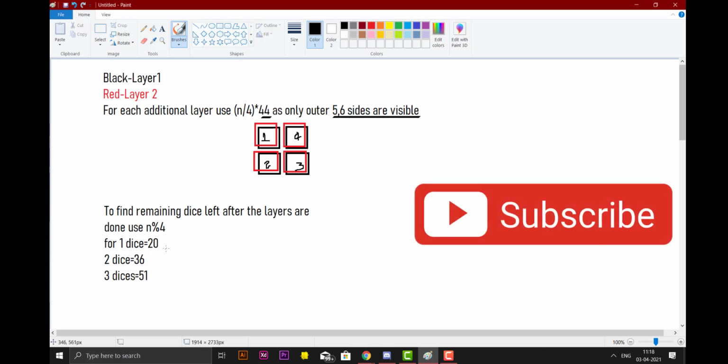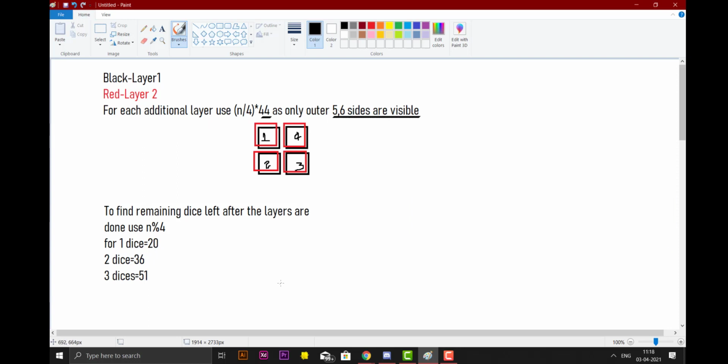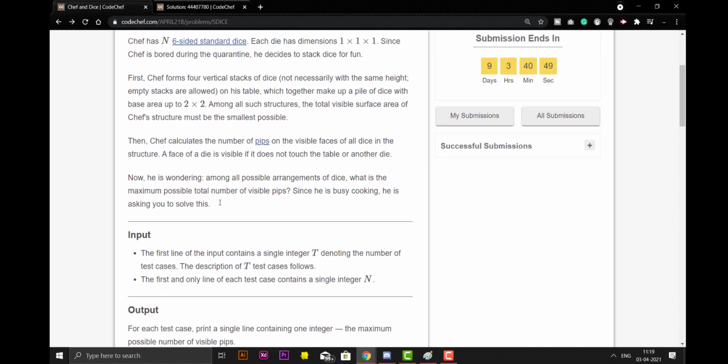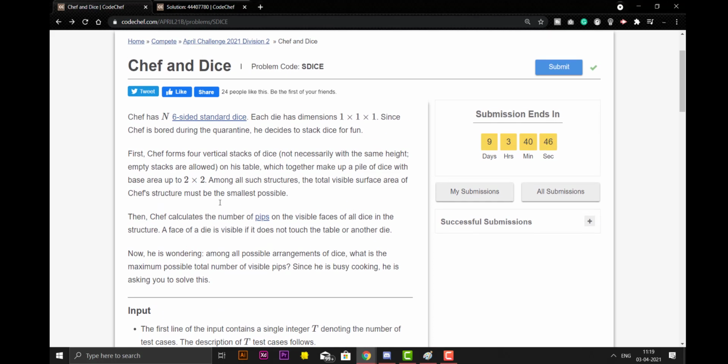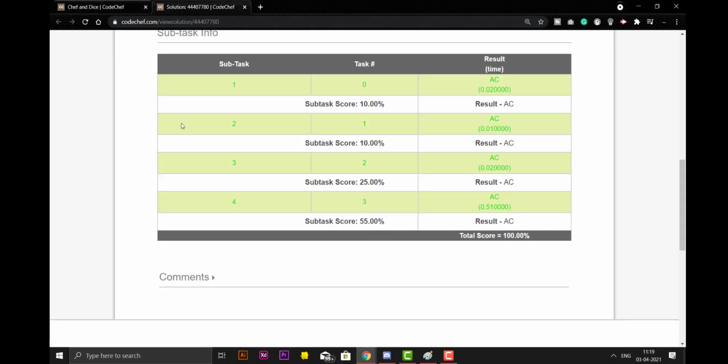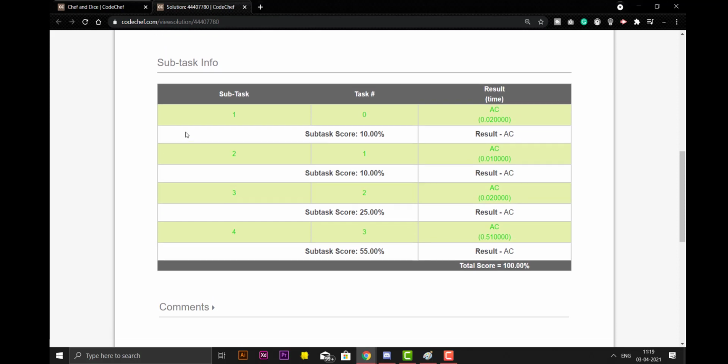So for each layer, like if you have five more layers, you will multiply it by 44. And for the rest, if you are having just five dice, you'll add the sum 16. If you have six dice, you'll add the sum 32. If you have seven dice, that's 44. And for eight dice, that's 55. So similarly, you have to calculate it.